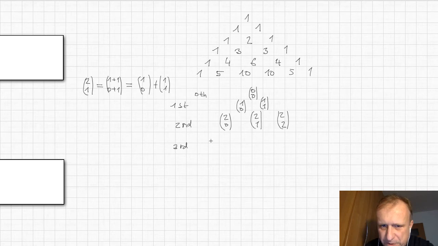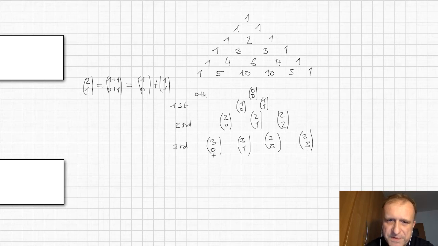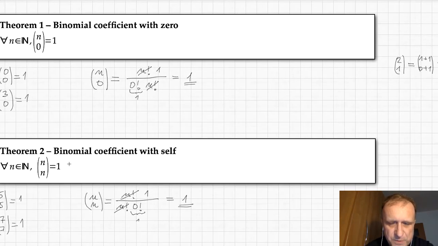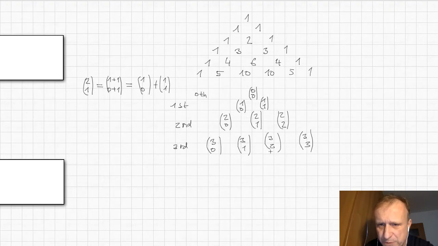Third line starts with 3 choose 0, then we have 3 choose 1, then we have 3 choose 2, and we have 3 choose 3. So the first theorem tells us that 3 choose 0 must be 1. 3 choose 3 is 1 according to the second theorem, because n choose n is always 1. How about these two numbers? 3 choose 1 should be this plus this, and it really is.